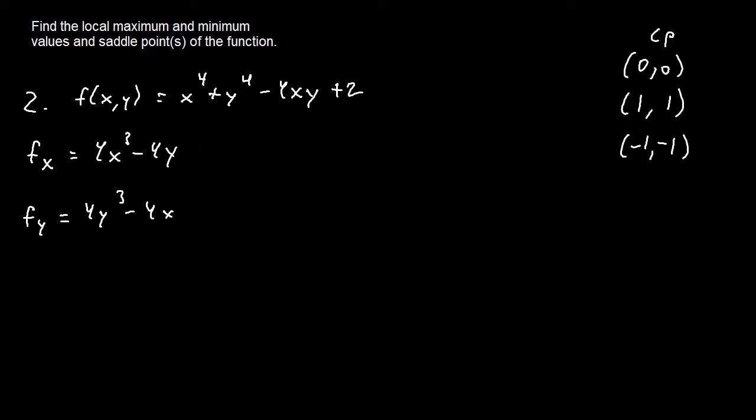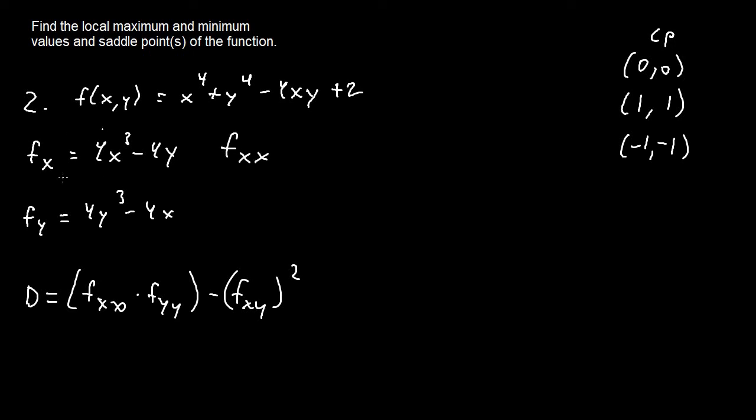So now let's go ahead, remember the formula D is going to equal f sub xx multiplied by f sub yy minus f sub xy squared. So let's go ahead and first find f sub double x. So we're going to take f sub x and then partially derive it again with respect to x. So the partial derivative of 4x cubed is going to be 12x squared. The derivative of negative 4y is 0. So let's find f sub double y. This time we're going to take f sub y and then derive it with respect to y. So we'll get 12y squared.